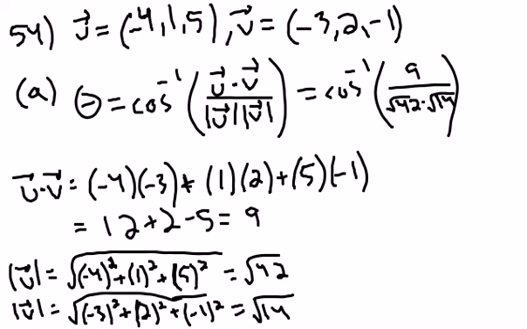Okay, and when you put all of this in your calculator, be careful how you do that. You usually don't want to do it all at once. Rounding to the nearest 10th of a degree, you will get 68.2 degrees. Okay, so that is part A there, the angle between the two vectors. Let's continue with part B.